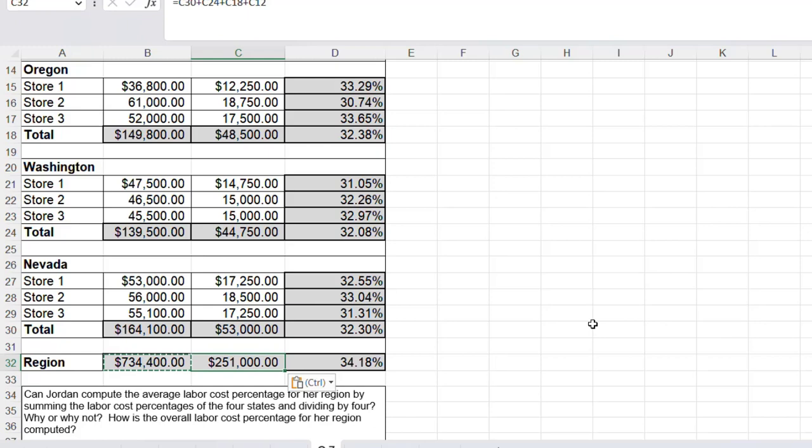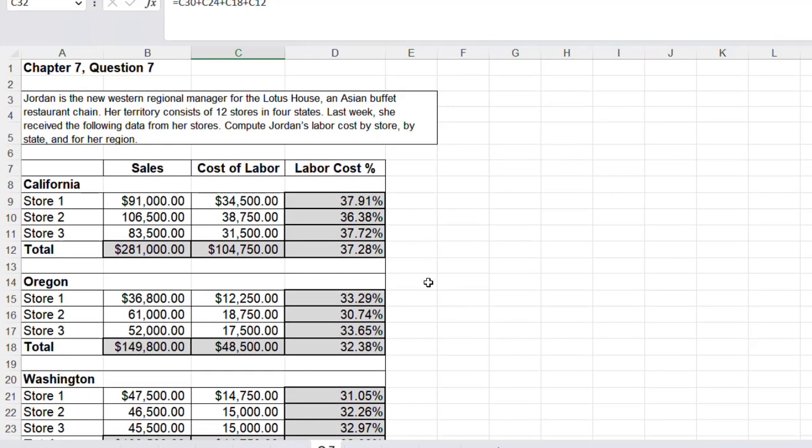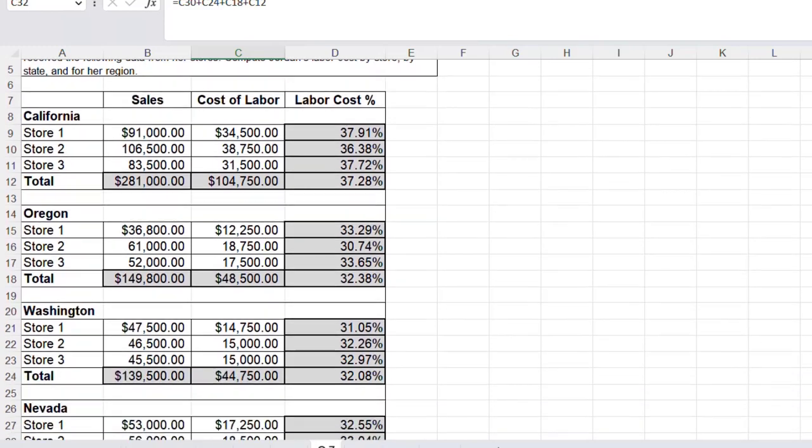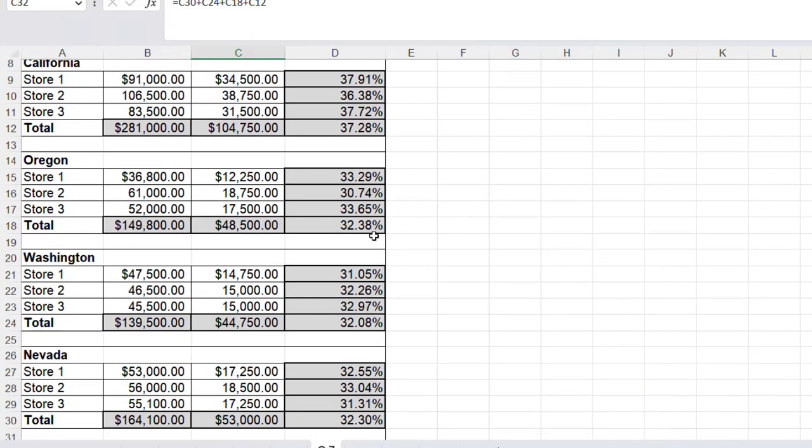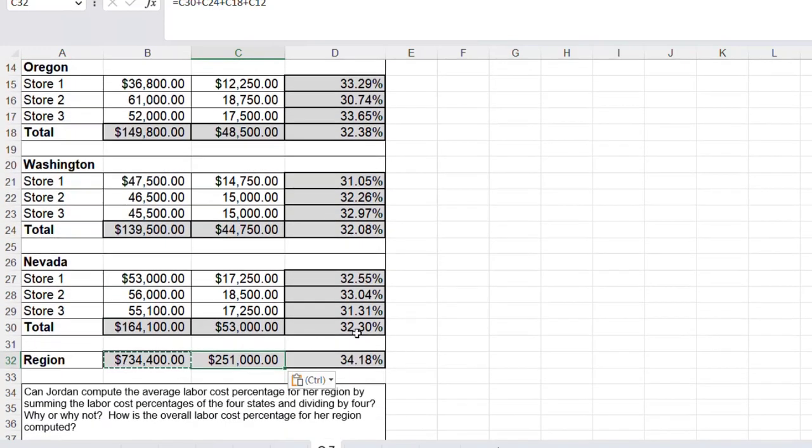All right, so let's look at our numbers here. California, we are looking at a total of 37%. Oregon, we're looking at 32%. Washington, 32%. Nevada, 32%. And for her region, she's up to 34%.